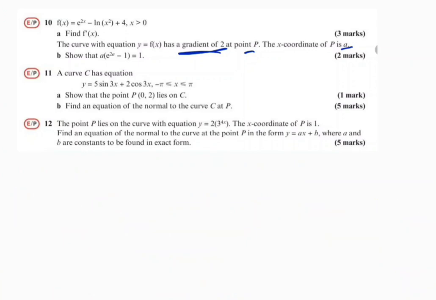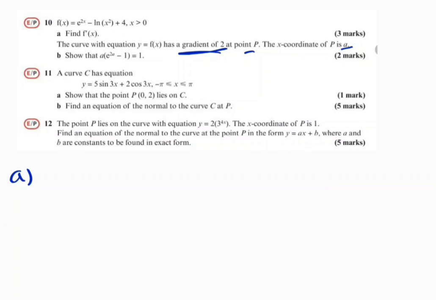Okay, now let's do question 11. A curve C has this equation. Part A, show that the point 0, 2 lies on C. So in this case, when we have a question like this, we need to substitute the x value into the equation, and we should be expecting to get the y value. If we get the y value as the coordinate, then that means that point lies on the curve.